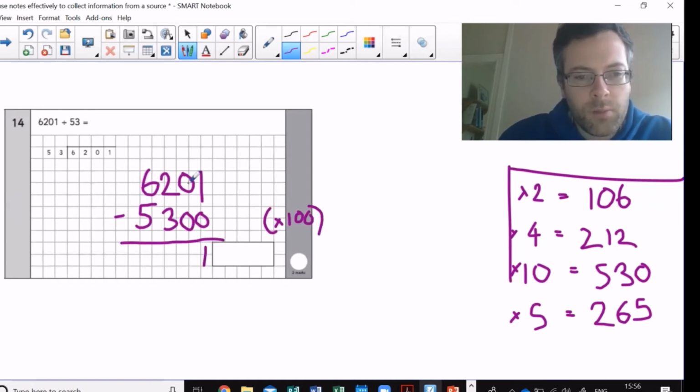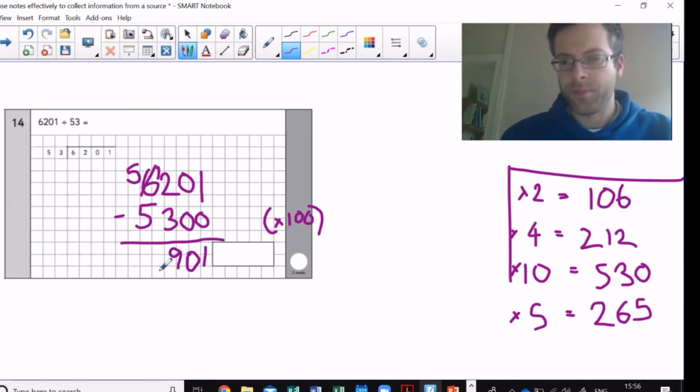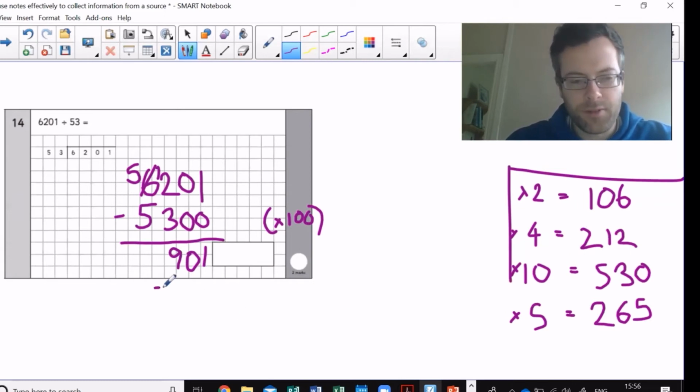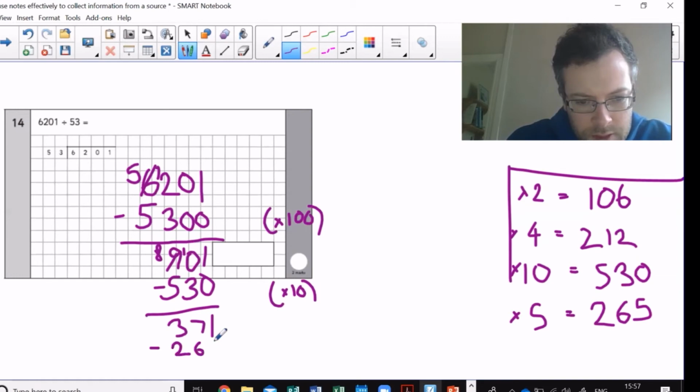So I'm left with 1, 1, no tens. I need to exchange. So 12 take away 300s is going to be 900s, and I'm left with 901. Then I'm going to take away, what should I take away? 530, which is 10 lots. And that gets me to 1. I need to exchange that. So I'm left with 7 tens and 300s. 371, so I'll take away that 265. Take away 265, which is 5 lots.